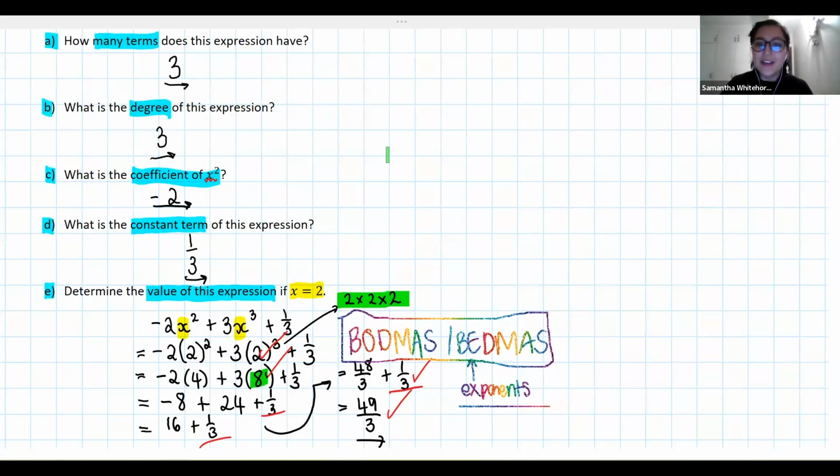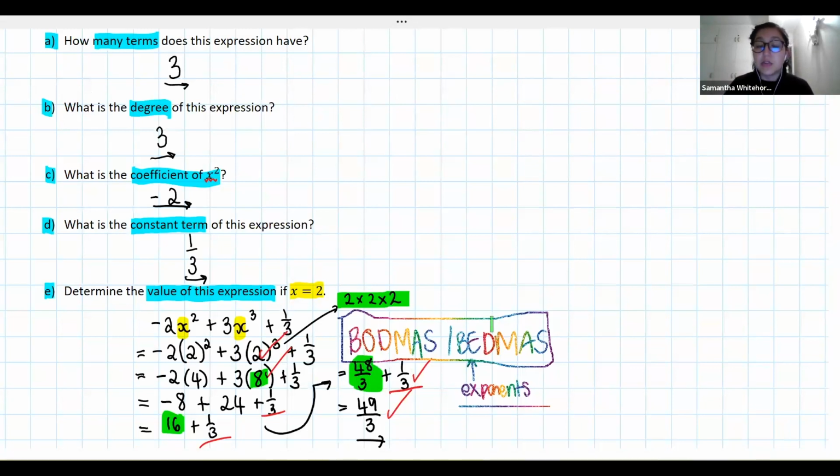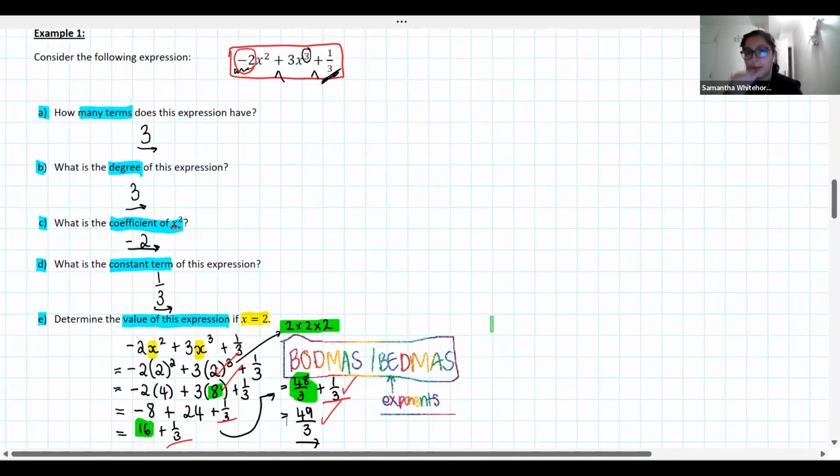Where did I get 48? 48 from the LCD. So 16 is 16 over 1. I had an LCD of 3. 16 times 3 is 48. Okay, so hopefully those of you who've just been shouting questions at me have now listened to my answer from the LCD. Right, take your screenshots. There it is.